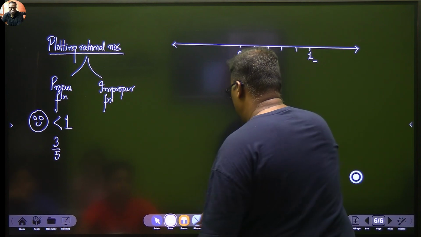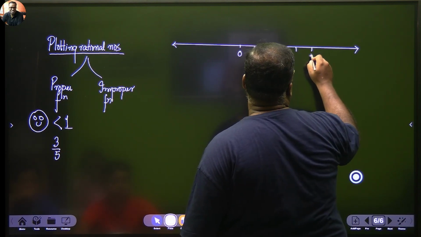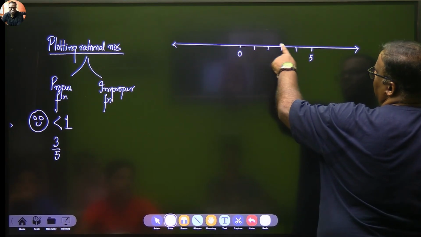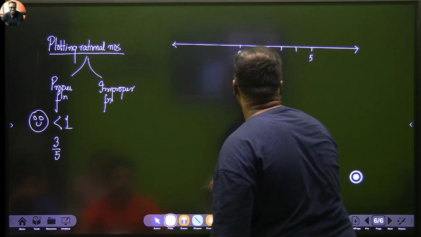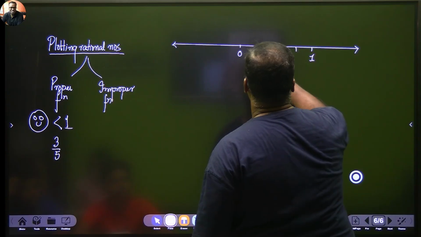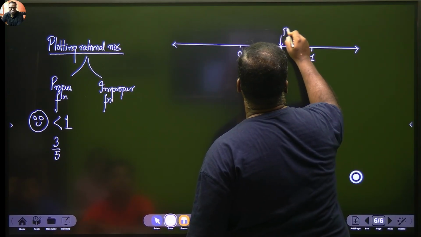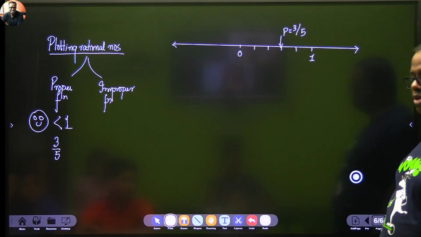Now how much do you have to plot? You have to plot 3 by 5. So each is 1 by 5, 2 by 5, 3 by 5, 4 by 5, 5 by 5. So this number is set to be 1. And I'm supposed to go to 1, 2, 3. So this is my number, which is P, equal to 3 upon 5. Any doubt? No doubt? Okay, very good.